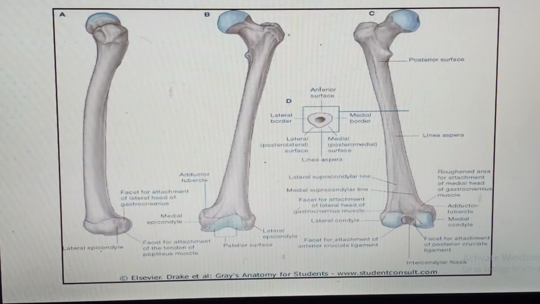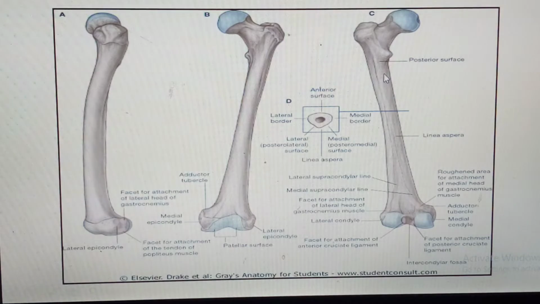That's what we are going to actually see over here. This area is the popliteal surface, and this is the patellar surface. If you take a cross section through the bone, we are going to have the posterior surface, the medial surface, and of course the lateral surface.